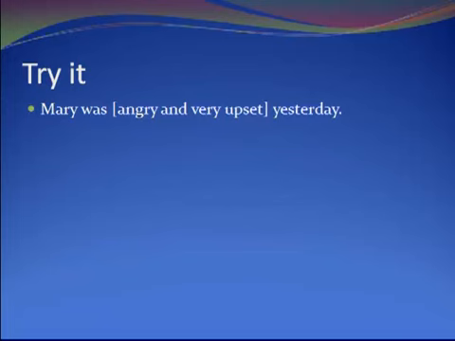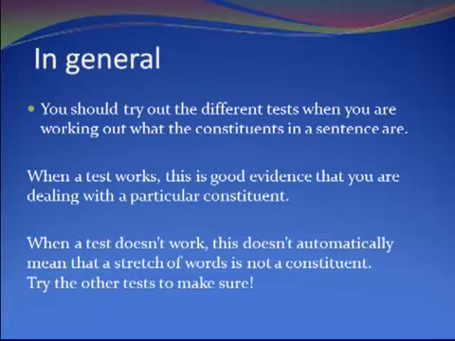So we've seen three tests: the substitution test, the movement test, and the conjunction test. In general, about tests for constituents, you should try out the different tests when you are working out what the constituents in a sentence are. And when a test works, this is good evidence that you're dealing with a particular constituent. But when the test doesn't work, it doesn't automatically mean that the stretch of words is not a constituent or a constituent of a particular type. You need to try the other tests to make sure.